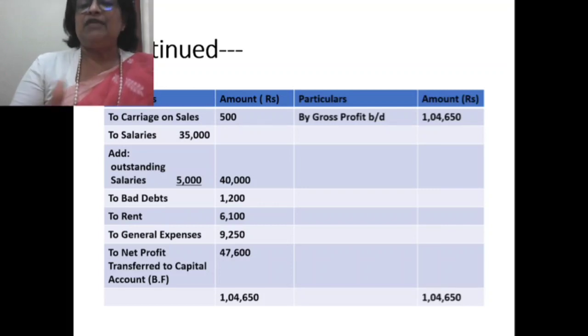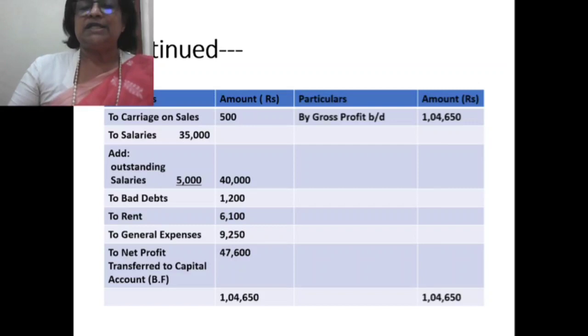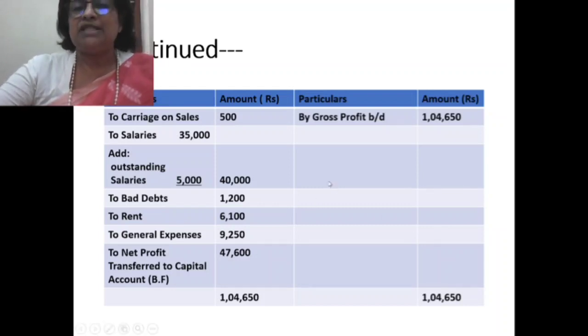Now, credit side, we have only one item, whatever the gross profit transferred from the trading account. By gross profit brought down 1,04,650. So that total we will write on both sides because credit side is higher, 1,04,650. Now when you balance it, you will get net profit transferred to capital account, 47,600. That is the balancing figure.